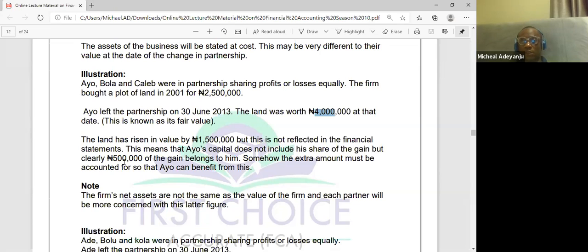And how did you get 500,000? Remember, they are supposed to share the profit or loss equally. So this is Ayo, this is Bola, and this is Caleb. 1/3 of 1.5, 1/3 of 1.5, 1/3 of 1.5 gives us 500,000 for Ayo, Bola, and Caleb each. So the amount by which this land has risen is to be shared among Ayo, Bola and Caleb, which is 500,000 naira each. Somehow the extra amounts must be accounted for so that Ayo can benefit from this.